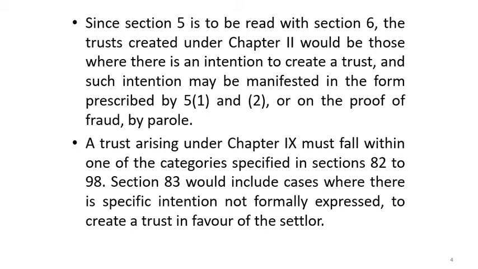Section 83 would include the cases where there is a specific intention, not formally expressed, to create a trust in favor of the settlor. Where there is no specific intention, under Chapter 2 the author of the trust creates the trust with the intention to create it. But here there is no author of the trust. There is a transferor and a transferee, not an author of the trust at all. The transferor transfers his property to the transferee, but in certain circumstances it amounts to a constructive trust.